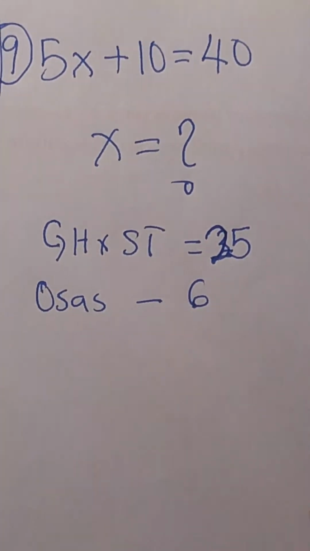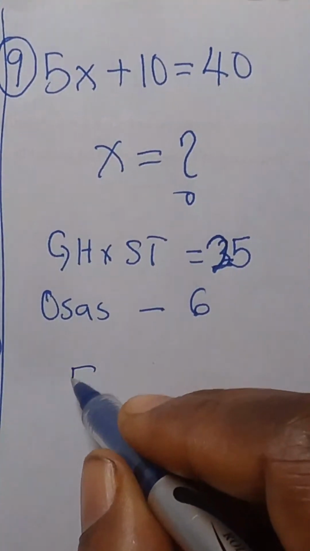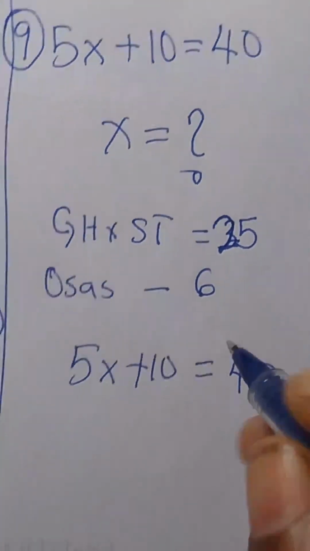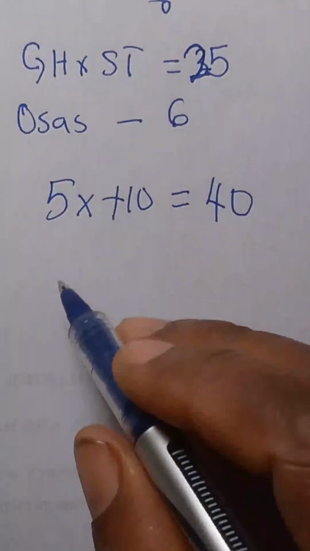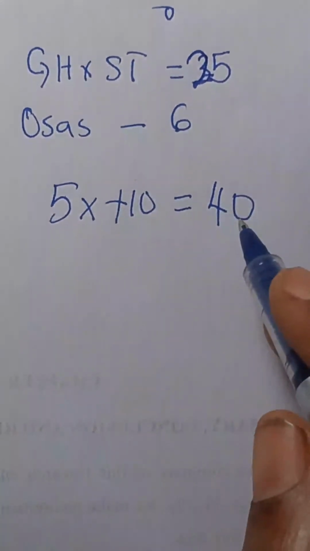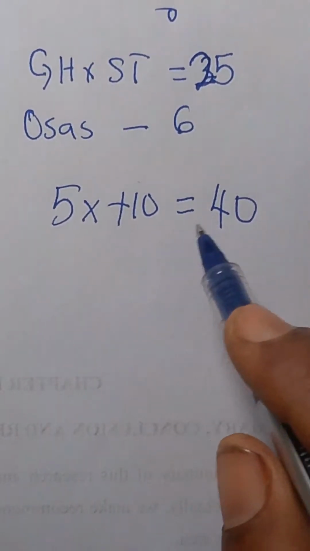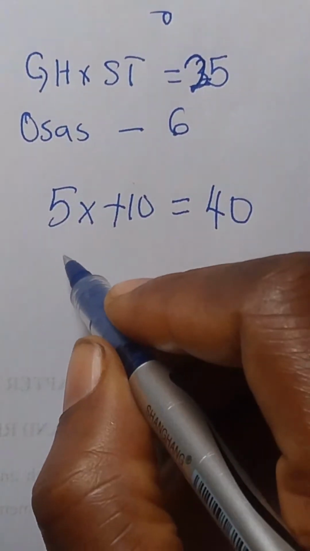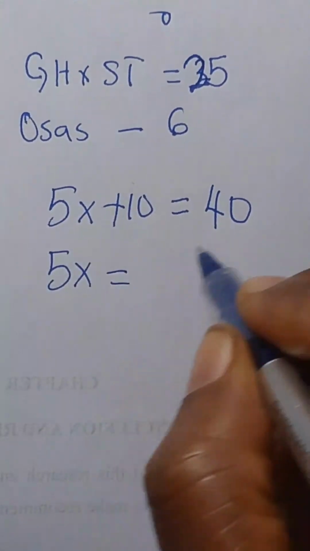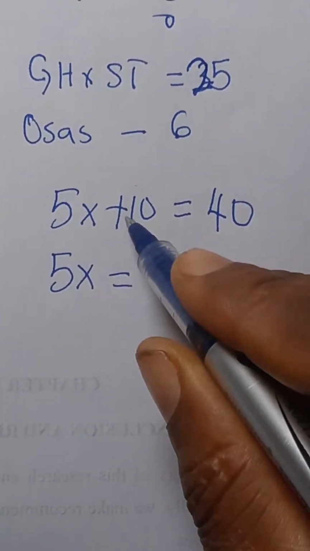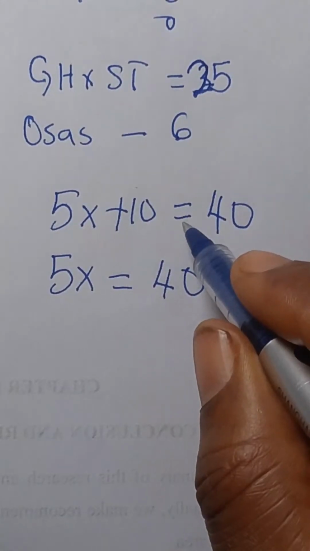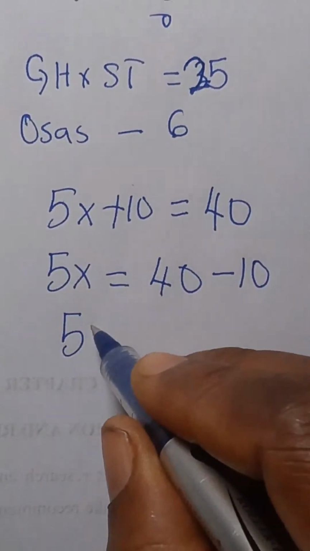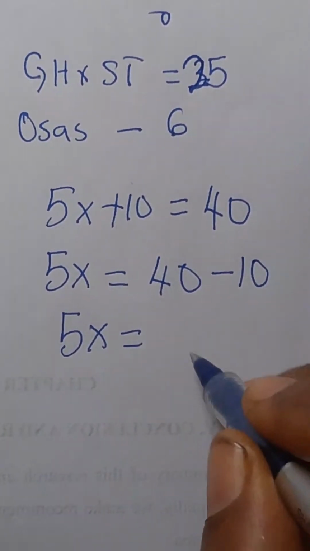So let me solve. We have 5x plus 10 equal to 40. Now, what we want to do here is make x the subject of the formula. So we are going to write 5x is equal to 40 here. When this plus 10 crosses the equality sign, it becomes negative 10. So we have 5x is equal to 40 minus 10, which is 30.